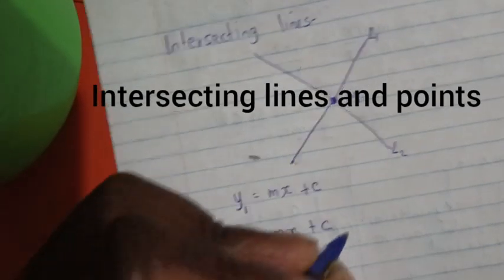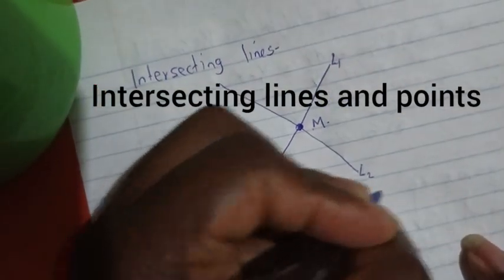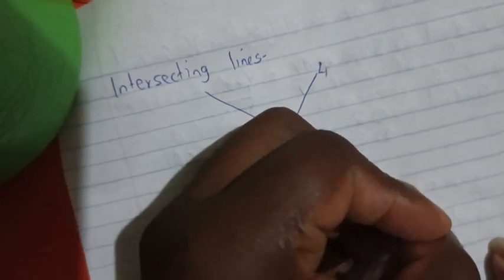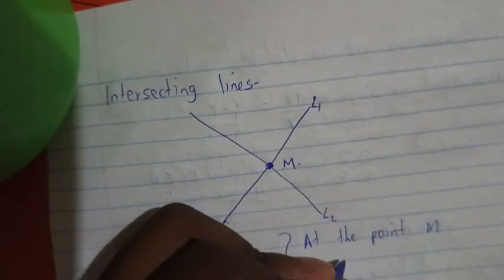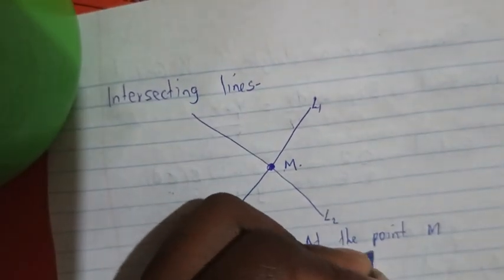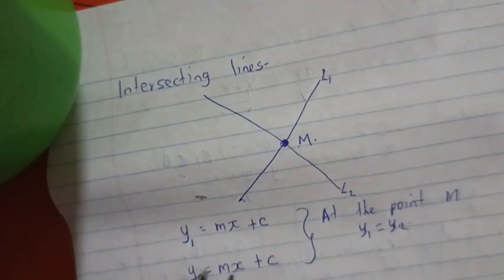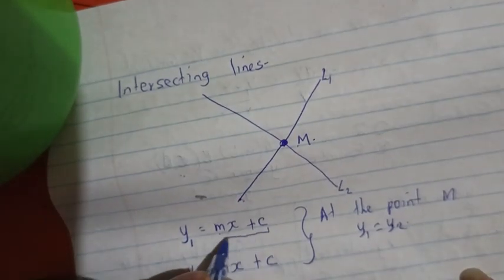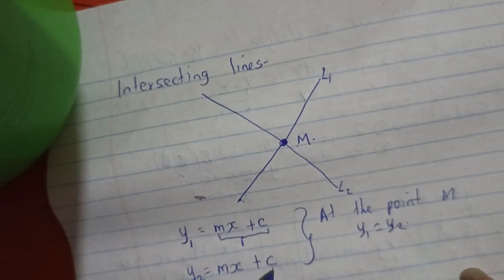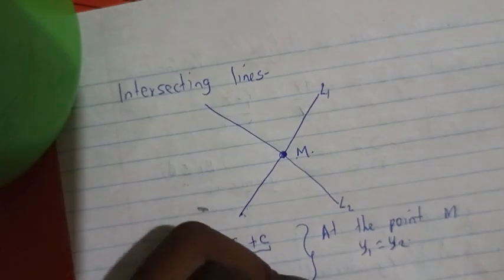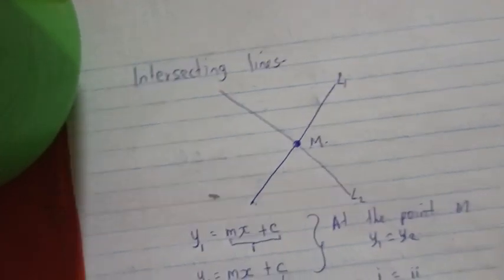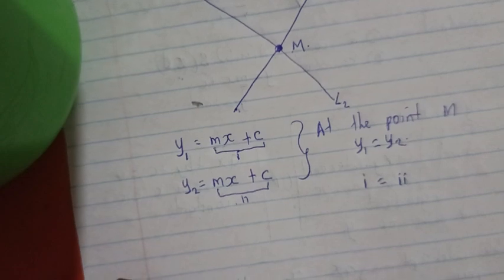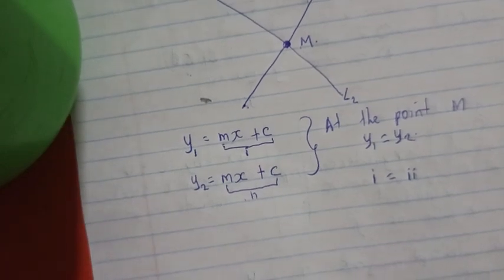Now, in this case, at the point of intersection, at the point M, we say that y1 is equal to y2, and therefore we'll just pick this part here, call it 1, and equate it to this part here, call it 2. That means 1 is equal to 2. Again, we'll be doing that using an example such that it will be easy for us to understand easily. This one is number 4.